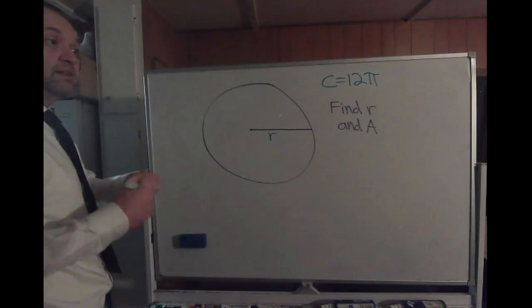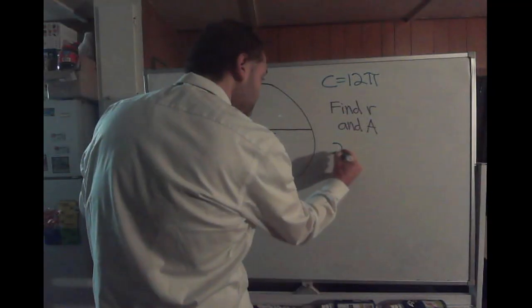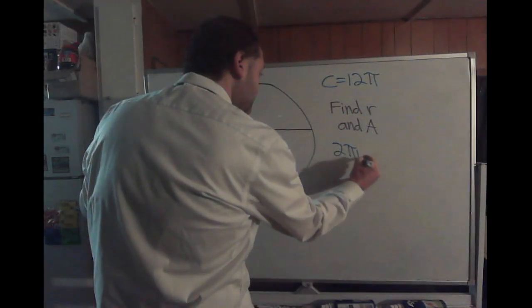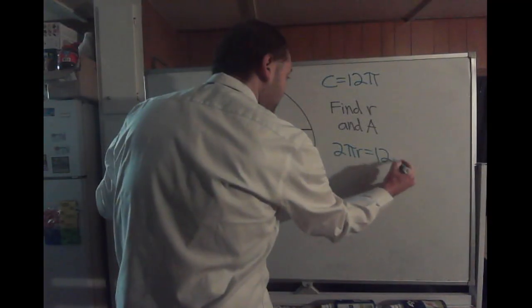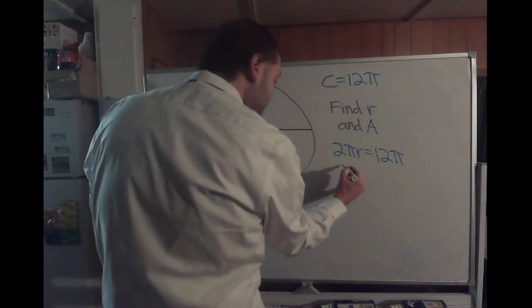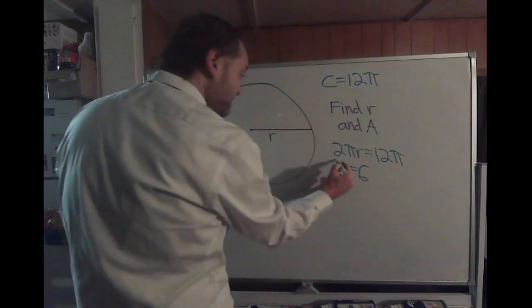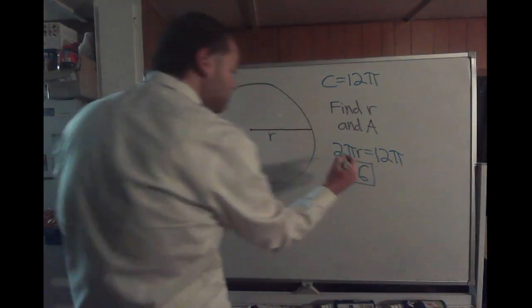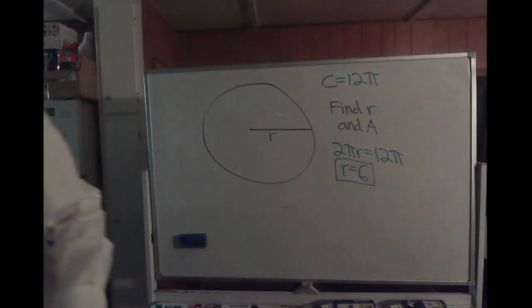You're going to take that formula for the circumference of a circle, which would be 2 pi r. You're going to set that equal to your actual circumference of 12 pi. Then you could just solve for r, divide both sides by 2 pi. You would end up getting that the radius is 6. So the radius of this circle is 6 units.